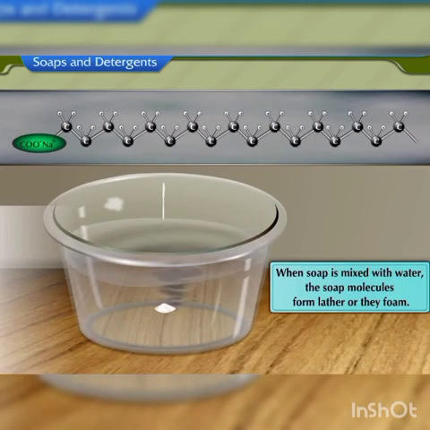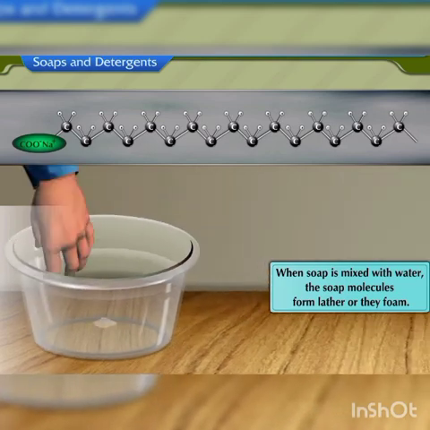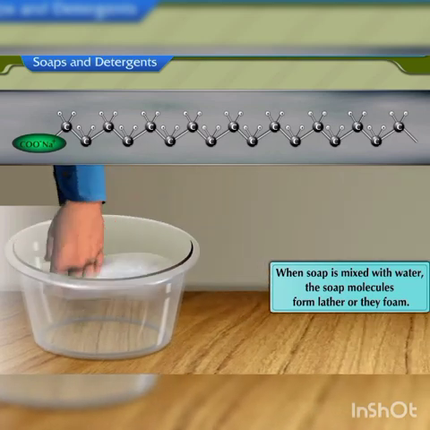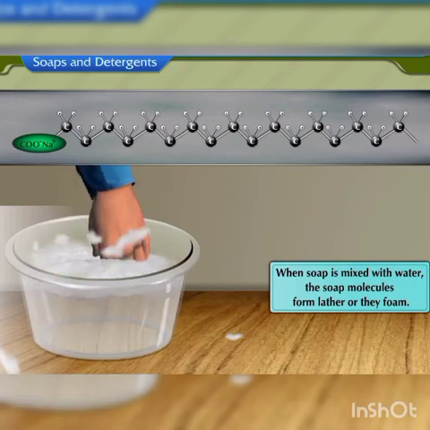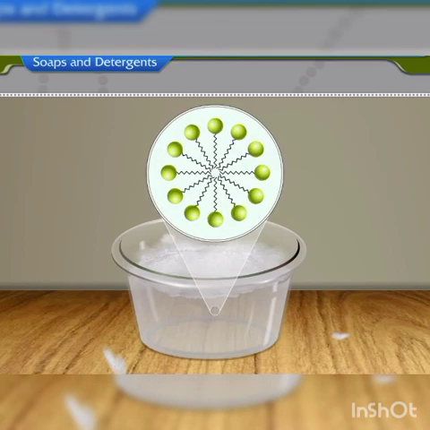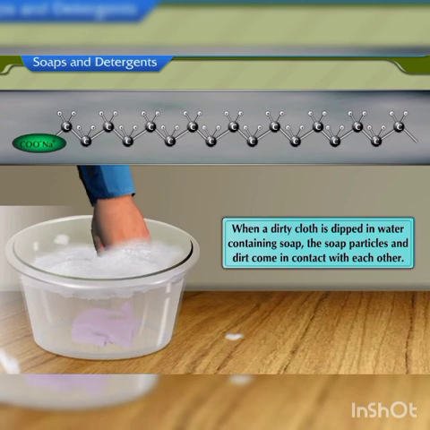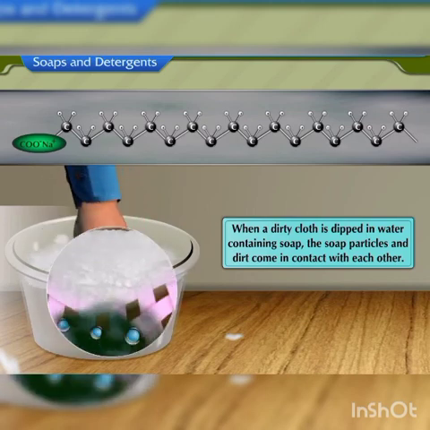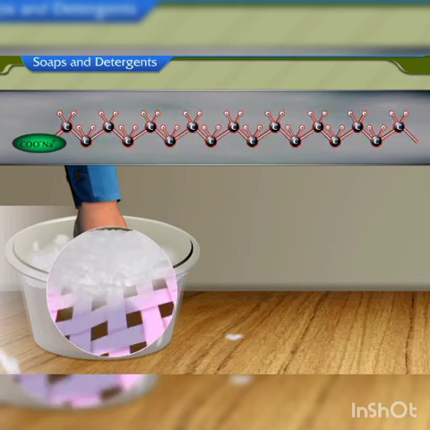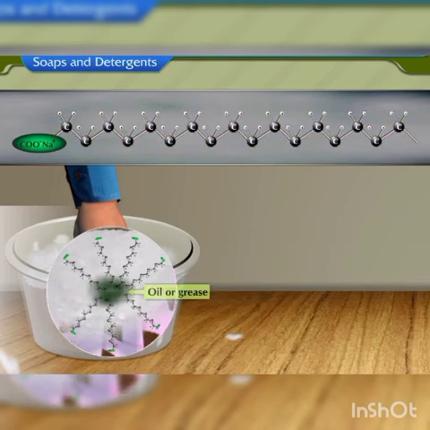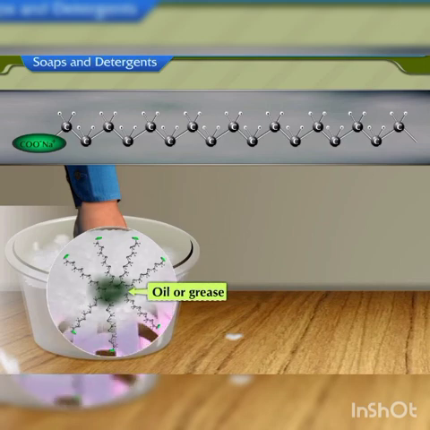When soap is mixed with water, the soap molecules form lather or they foam. The soap molecules cluster together to form spherical micelles called soap micelles. When a dirty cloth is dipped in water containing soap, the soap particles and dirt come in contact with each other. The non-polar hydrocarbon ends of the soap molecule surround the oil or grease particles and begin to dissolve them.